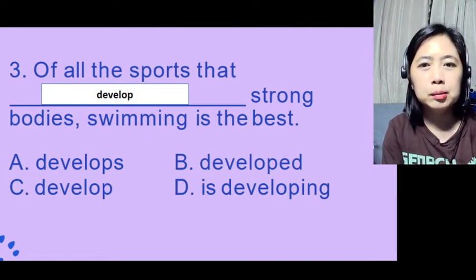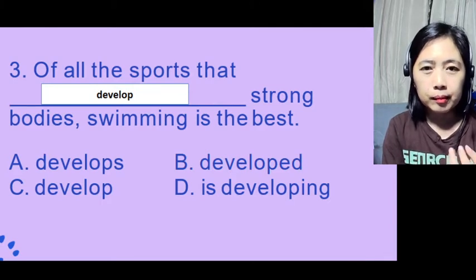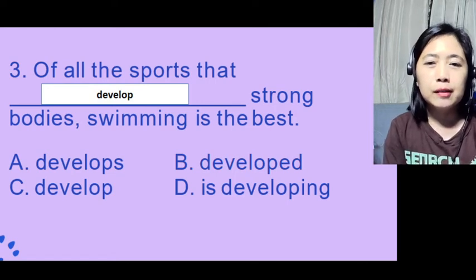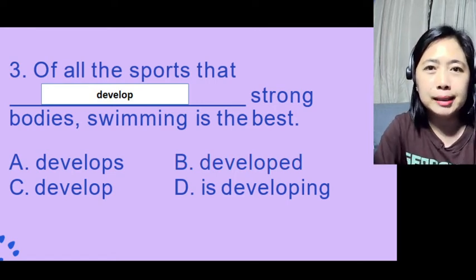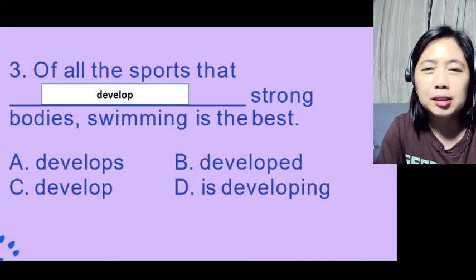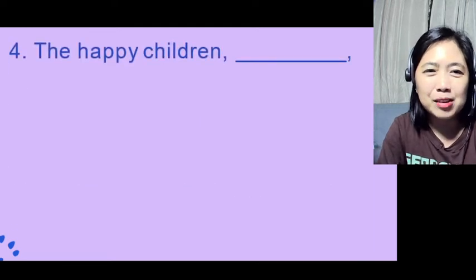Of all the sports, it is in the present plural form because we also have "is" here in the simple present form. We just use the plural since the subject, not the adjective, the subject sports, is plural. Okay, let's have number 4.